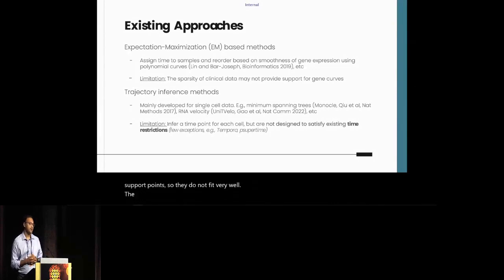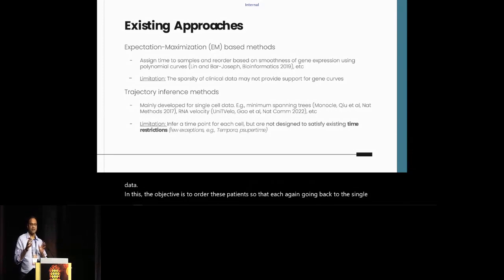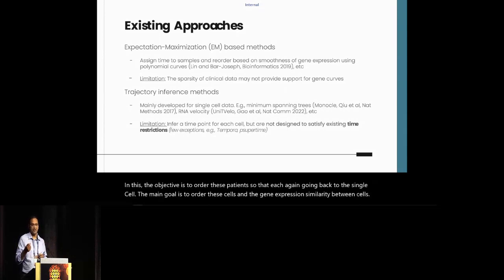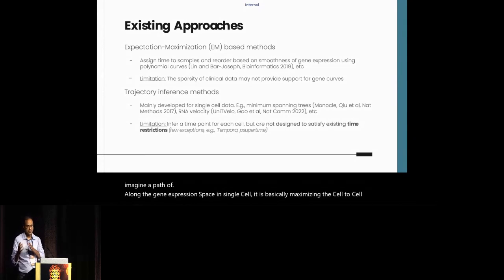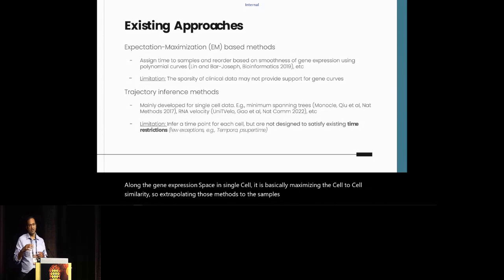The other class of methods is based on the trajectory inference methods from the single cell data. In this, the objective is to order these patients so that, going back to single cell, the main goal is to order the cells, and the gene expression similarity between cells is based on the assumption that they are coming from a similar or the same lineage. So if we imagine a path along the gene expression space in single cell, it's basically maximizing the cell-to-cell similarity. Extrapolating those methods to the samples here, we are trying to maximize the sample-to-sample similarity in the gene expression space.